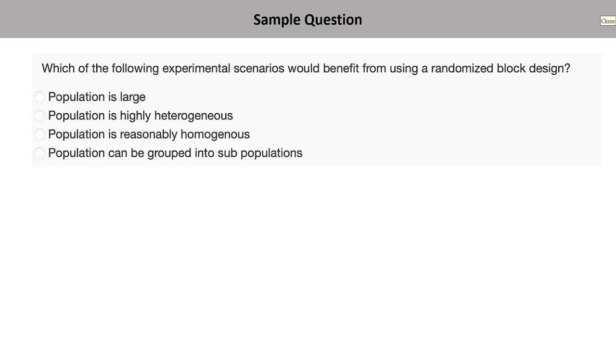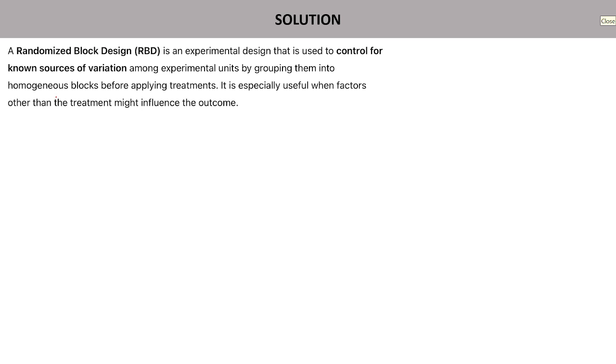So let's solve this question. As I was explaining in the previous question, what a randomized block design is. Basically, an RBD, or randomized block design, is an experimental design that is used to control for known sources of variation among different experimental units by grouping them into homogeneous blocks.